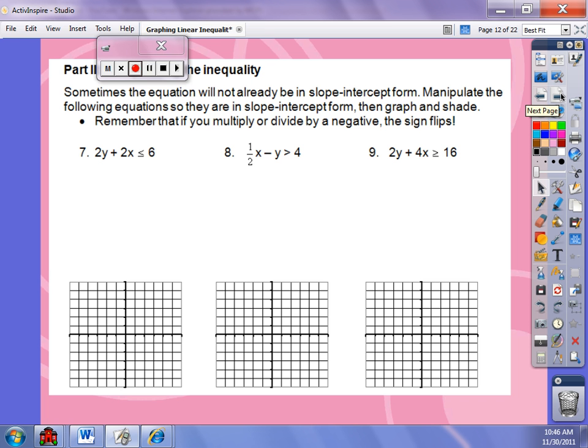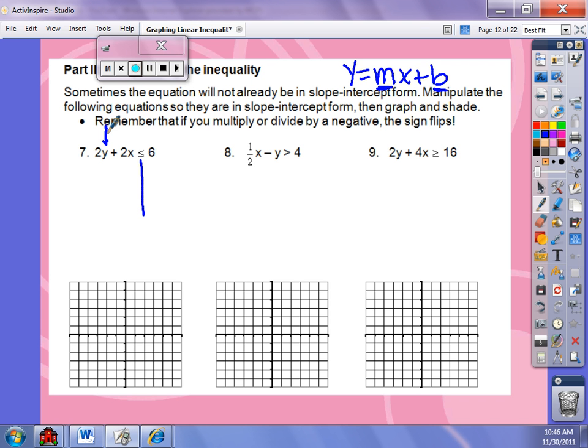On the back, we have a little bit of a problem because these are not in that slope-intercept form that we know and love. We want these equations to look like this, where I have a b, a y-intercept, and I have an m. So all we're going to do is manipulate this inequality so it looks like that. We want the y alone.